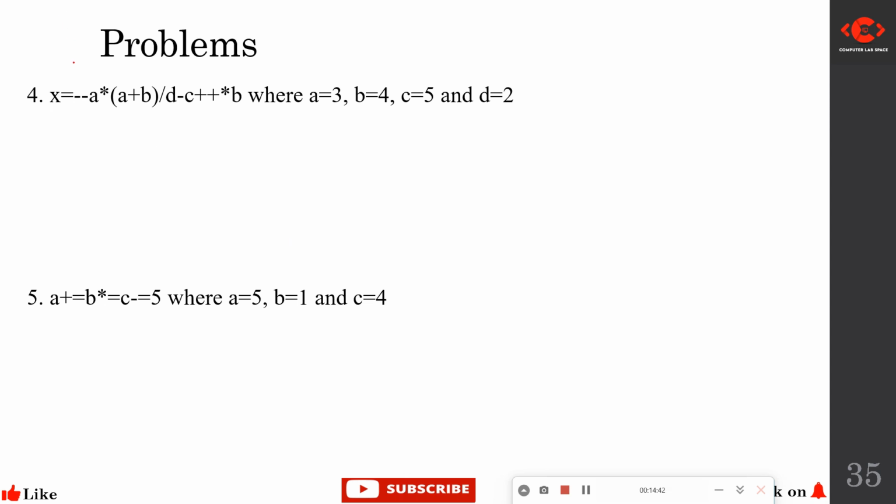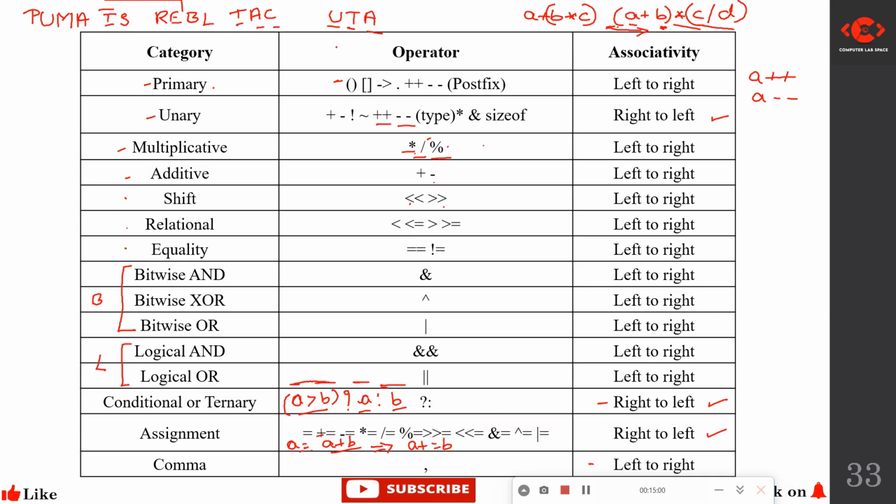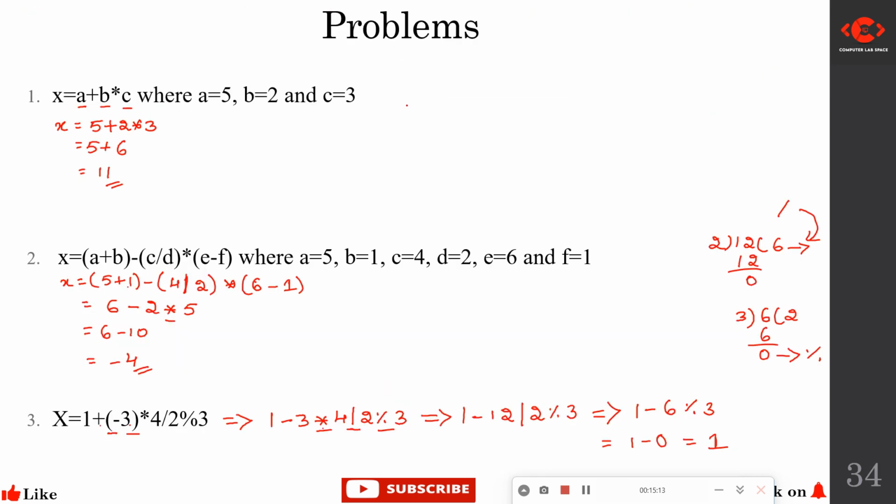X is equal to minus minus a into a plus b divided by d minus c plus plus into b. Here I have included pre-decrement and post-increment. If you look at the table, we have the first priority for the postfix, the post increment or post decrement. Then the next priority is for the pre decrement or pre increment. Shall we start with this problem?